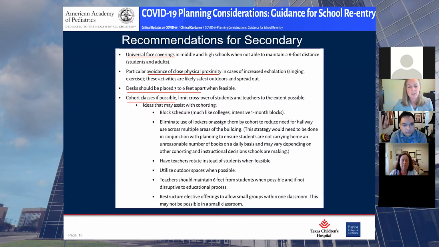And there are some strategies listed here in terms of how you cohort secondary schools. And this is particularly important as more data has emerged suggesting that children over the age of 10 are capable of transmitting the virus similar to adult populations. So this is an important age group to really target.